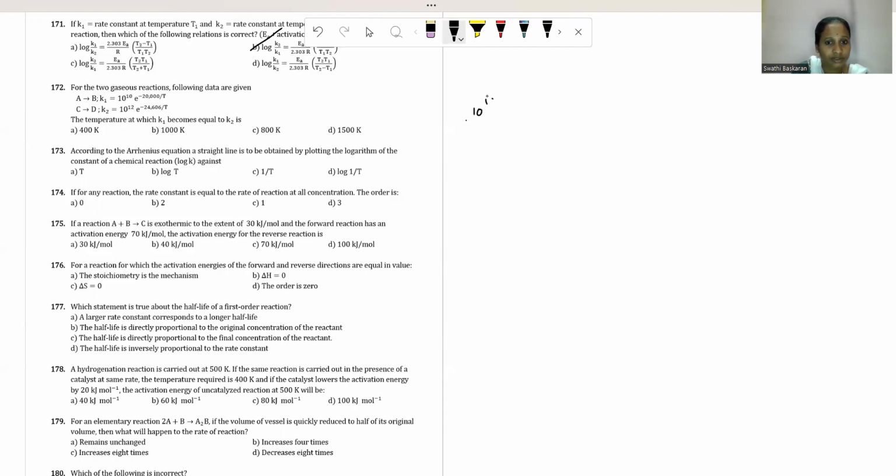10 power 10 e power minus 20,000 divided by T should be equated to 10 power 12 e power minus 24,606 divided by temperature. Why are we equating this? Because they are asking at what temperature K1 becomes equal to K2. To solve this, we need to equate these two values. Now I will bring the like terms to the same side. If I bring the 10 power 10 to the right hand side and the other value to the left hand side, what will happen? You will get 10 power 12 divided by 10 power 10.